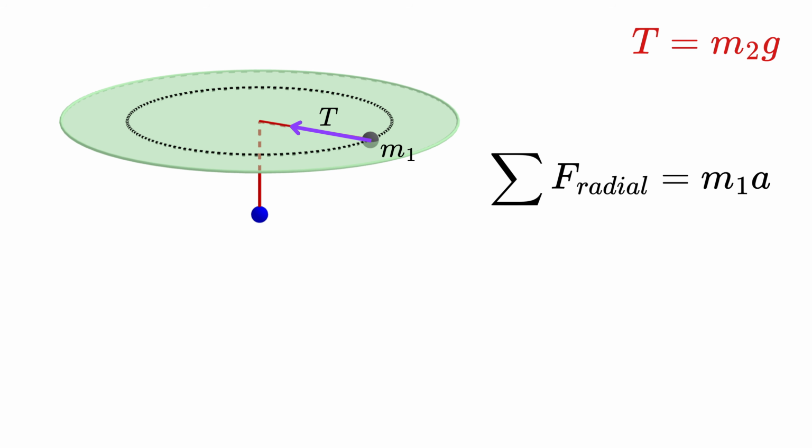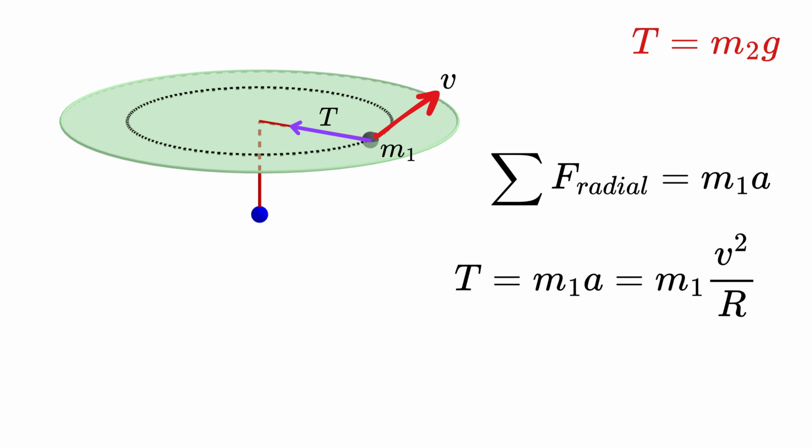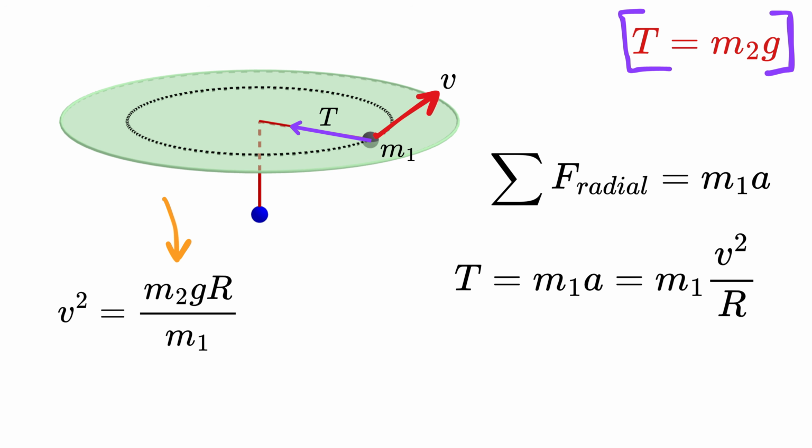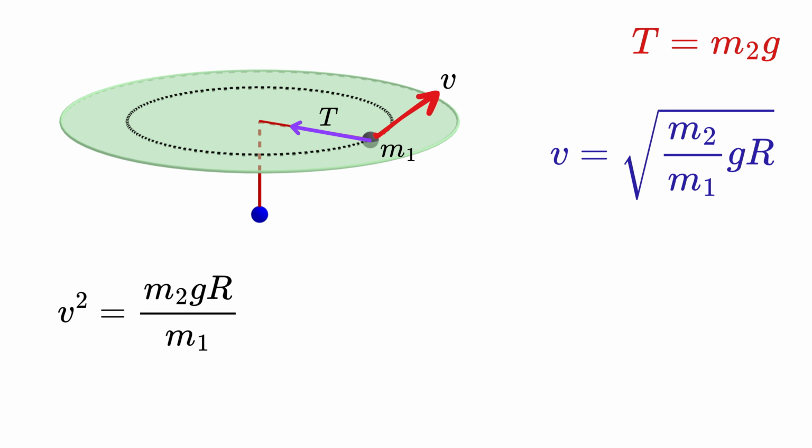Next, using Newton's second law of motion, this radial force, or tension T, is equal to the mass of the puck m1 times centripetal acceleration a, which is also equal to v squared over r, where v is the speed of the puck, so we get v squared equals T r over m1. Substitute the value of tension T here to get this. This allows us to express the speed v of the puck purely in terms of m1, m2, the radius r, and gravity g. And that's it.